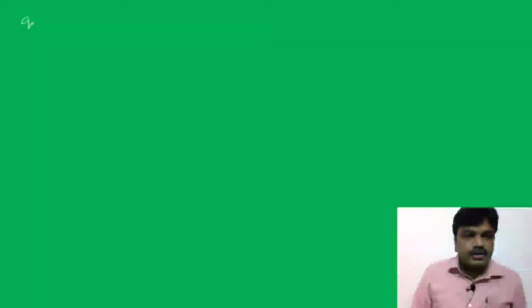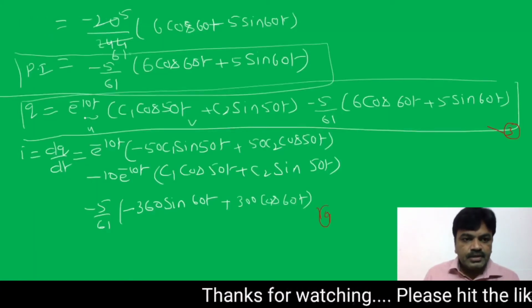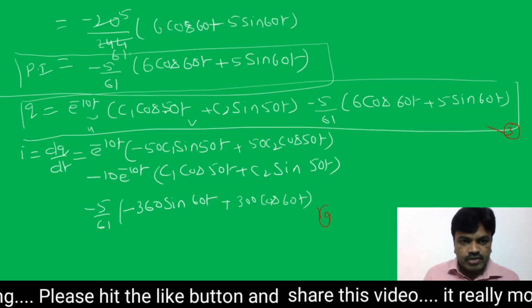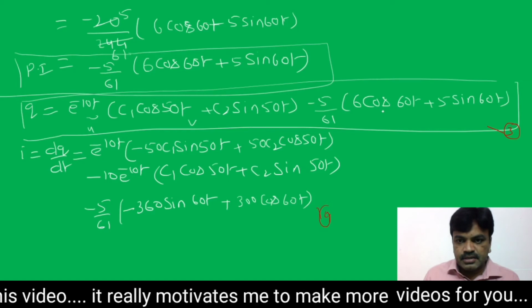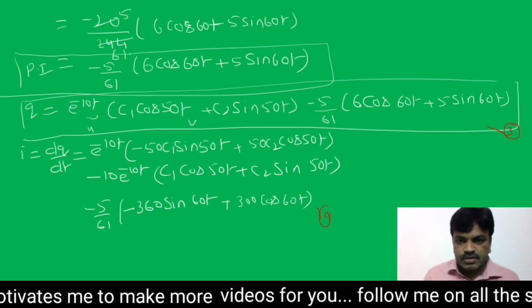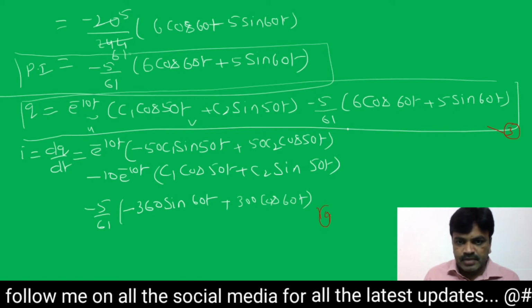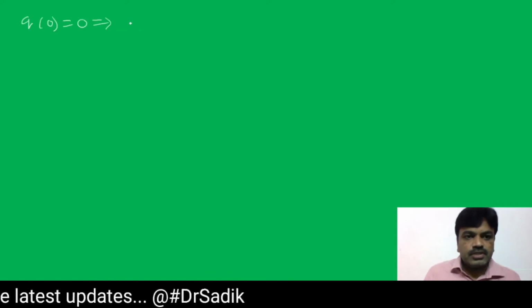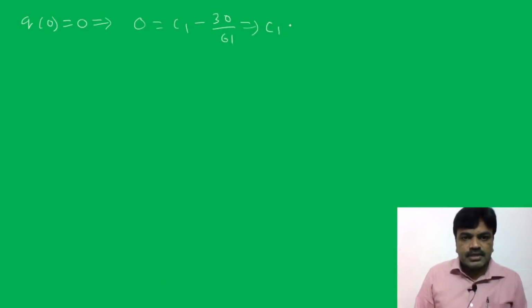Given q of 0 is equal to 0, that implies e power 0 value is 1, cos 0 value is 1, sin 0 value is 0. So finally I get minus 5 into 6, that is minus 30 by 61, so 0 is equal to C1 minus 30 by 61. So I get C1 as 30 by 61.